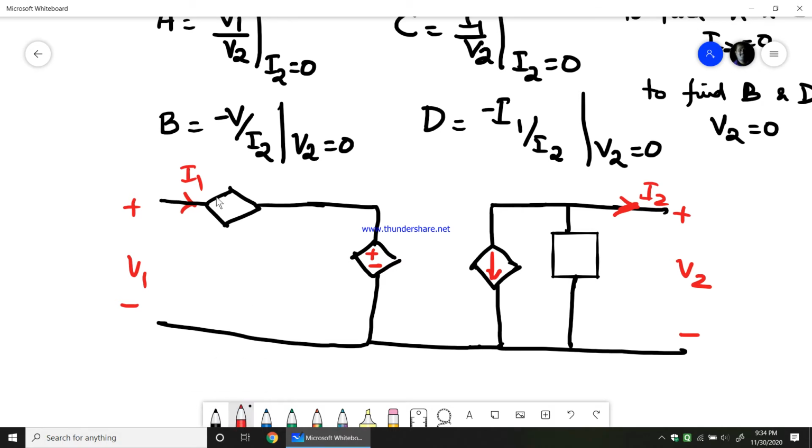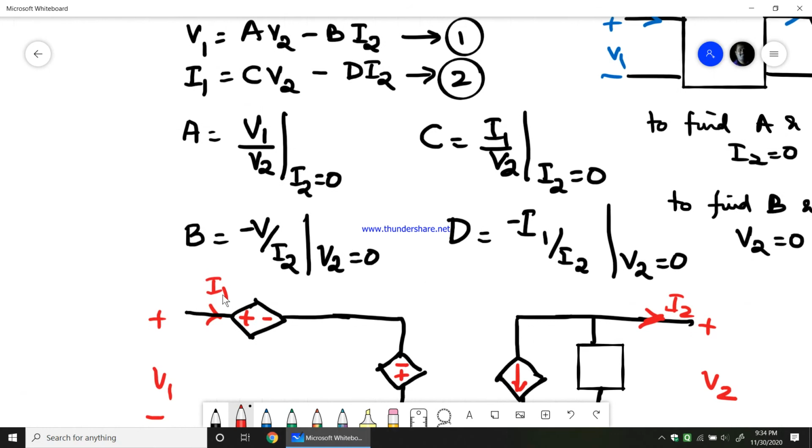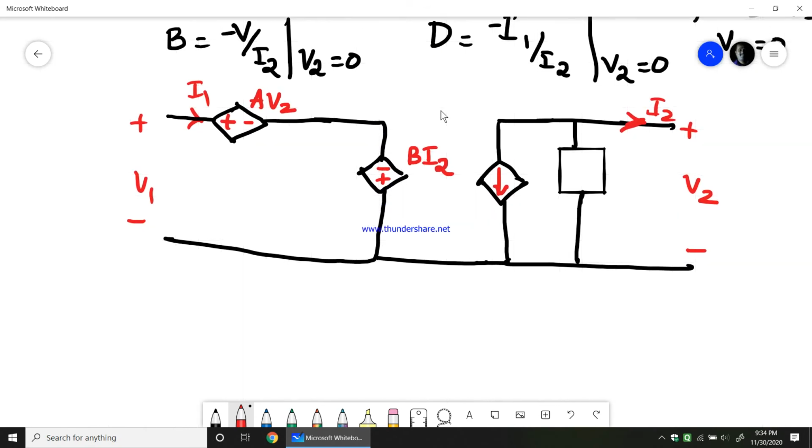Okay, so this would be minus plus, and this would be minus plus. Now if I write the equation for this, you will come to know. This plus minus is what? A into V2, and this would be B into I2. This is a voltage dependent voltage source, and a current dependent voltage source.